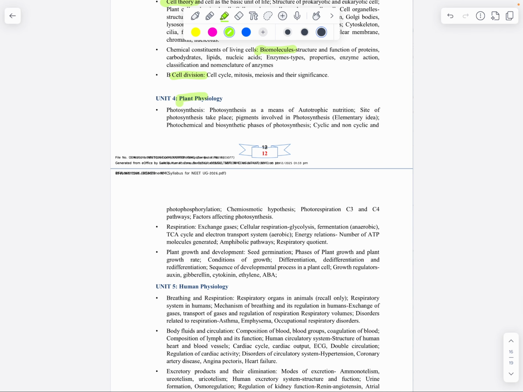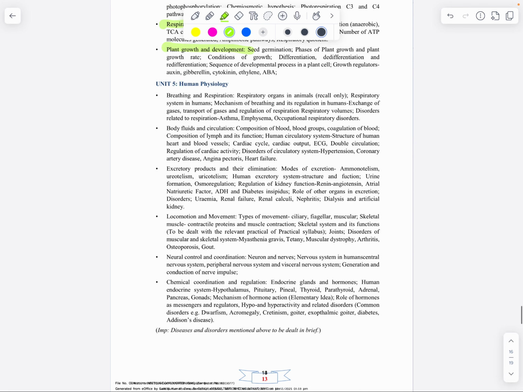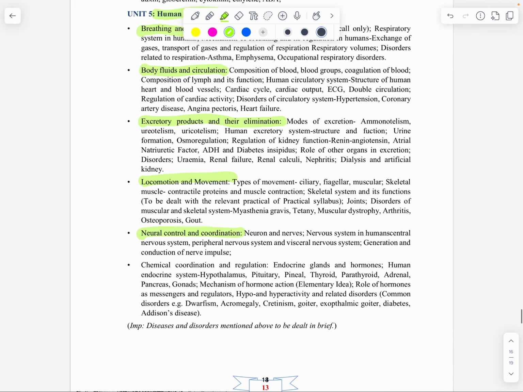The plant physiology, the 3 chapters are photosynthesis, respiration and plant growth and development. Human physiology, the chapters are breathing, respiration, body fluids and circulation, excretory products and their elimination, locomotion and movement, neural control and coordination, the chemical coordination and regulation.